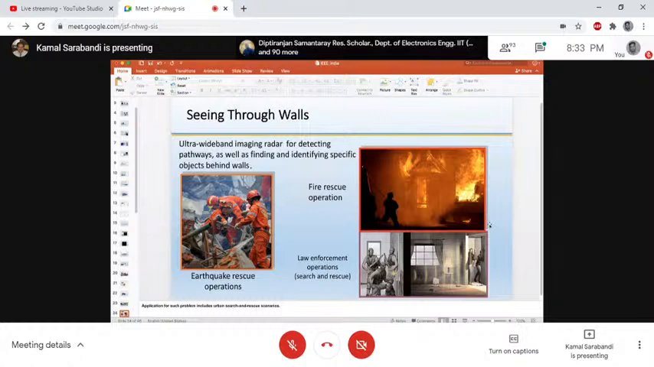Or if you are a firefighter and a building is engulfed in fire, do you want to risk yourself going in there, or do you have a radar that can image this and identify whether people are trapped? Or for security, in a hostage situation, the forces can use this technology to find out whether there are people inside the building, and whether they would face danger if they go inside or not.